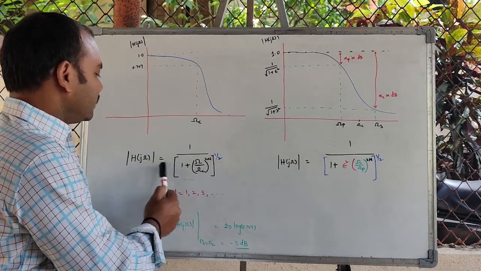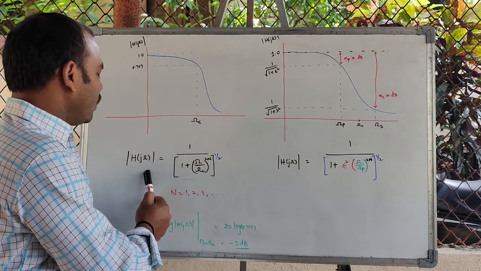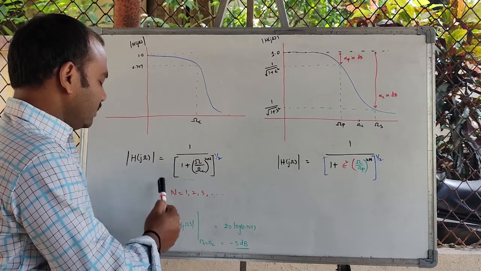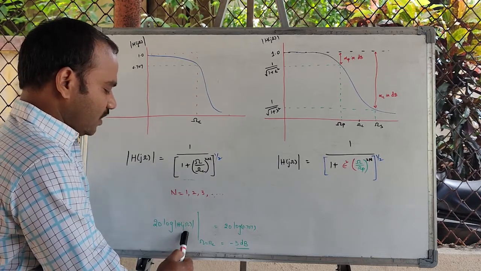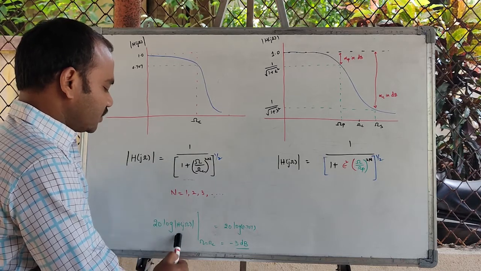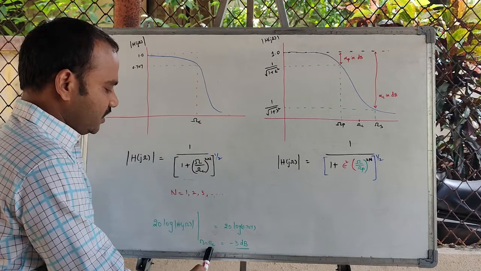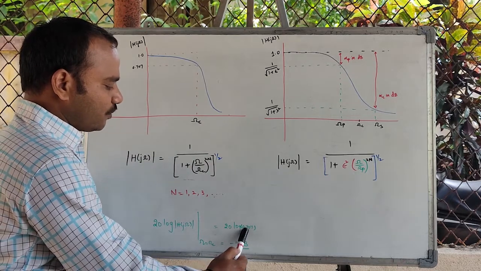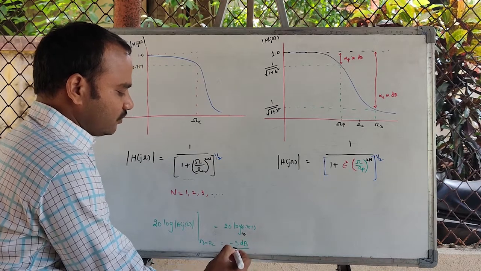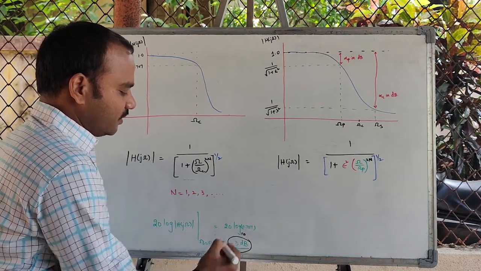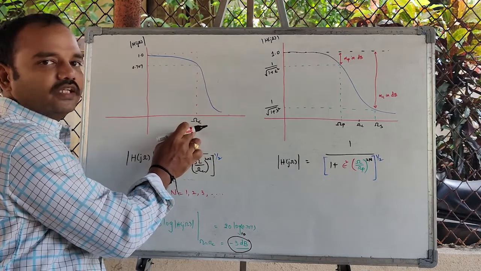If we take squaring on both sides and then take 10 logarithm of this function, then it will be 20 log of magnitude. And if we evaluate this function at omega equal to omega c, exactly at cutoff frequency, then it is 20 log of 0.707 base 10. This value is minus 3 decibels. That is, here only cutoff frequency is specified.